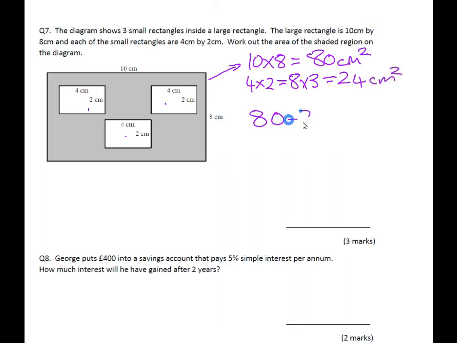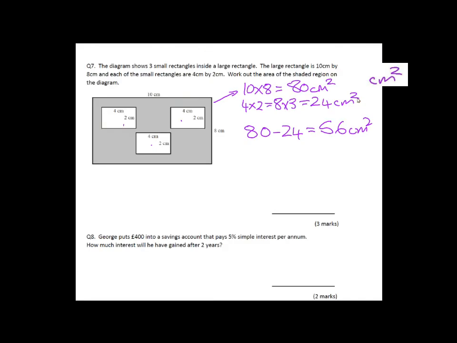So now all we need to do is subtract the 24 centimeters squared from the 80 centimeters squared, and that gives us 56 centimeters squared. On the answer line, 56 centimeters, and don't forget the units are squared for area. And that's worth 3 marks.